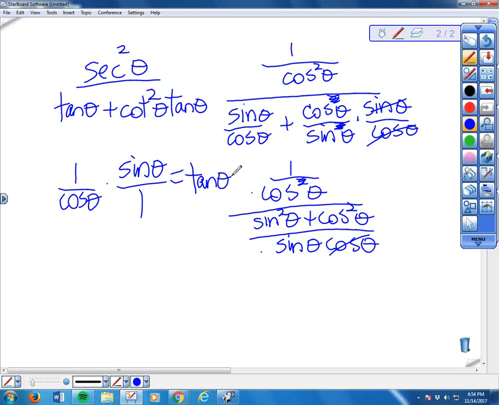Another way I could have done this is factored out a tangent theta and had 1 plus cotangent squared and then used an identity there. Either way, you would have come up with tangent theta.